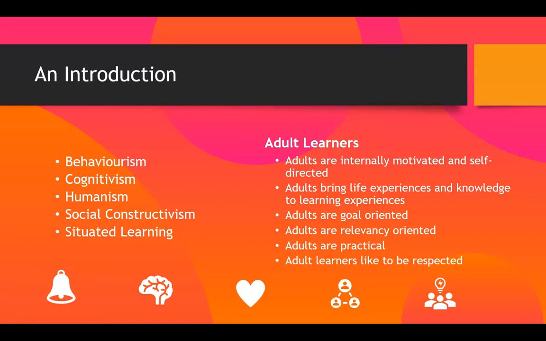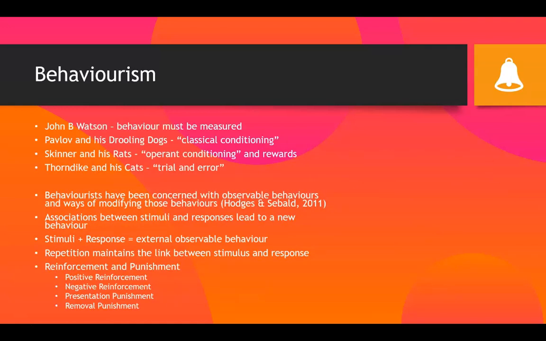Knowles identified some principles about adult learners and also said that younger people seem to learn better when some features of this model were applied. So I'll be presenting the theories in the context of adult and older learners. Let's get into it. First, we have behaviourism.